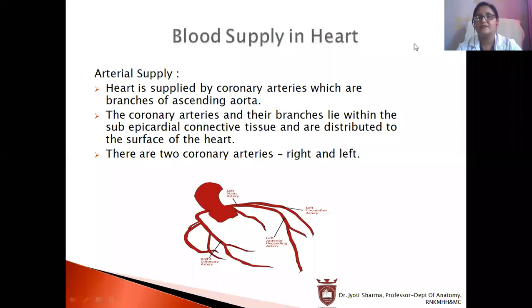Now we will see the blood supply of heart. First of all, we will see the arterial supply. Heart is supplied by coronary arteries, which are the branches of ascending aorta. The coronary arteries and their branches lie within the subepicardial connective tissue and are distributed to the surface of heart. There are two coronary arteries, right and left. Here we can see this is the aorta having the two branches, right and left.